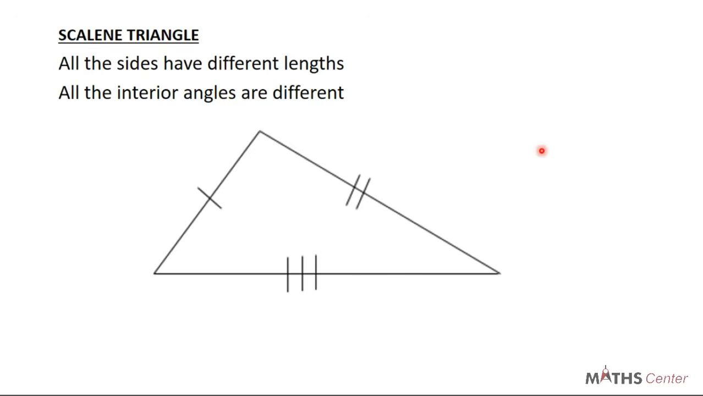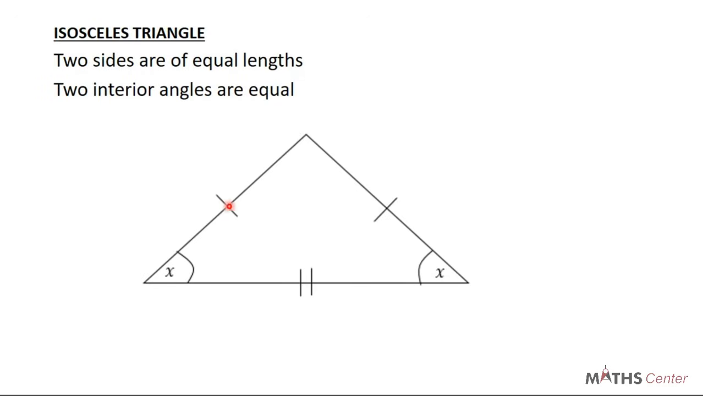All the sides have different lengths, and all the interior angles are different. So you can see that there is one line here. When you come here, there are two lines. When you come here, there are three lines, showing that the length of this side and the length of this side and the length of that side are all different. So for an isosceles triangle, there's one line here and one line here, showing that the length of this side and the length of that side are the same, but the length of this side is different, so two lines are used to show.